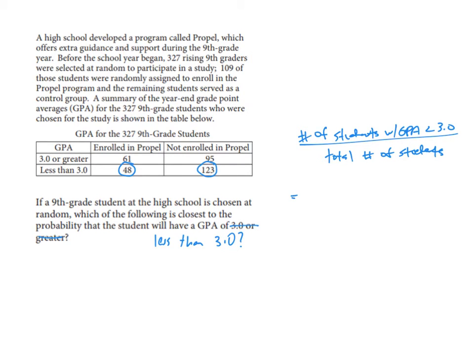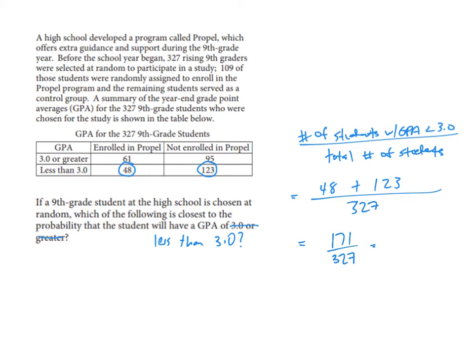And so for the number of students with a GPA that's less than 3.0, I've got 48 students with a GPA of less than 3.0 that are enrolled. In addition to that, I've got 123 students that are not enrolled in Propel that have a GPA of less than 3.0. And then the total number of students enrolled at the school that are in the 9th grade is 327. So doing that quick calculation, 48 plus 123 would be 171 divided by 327, and then just use your calculator.